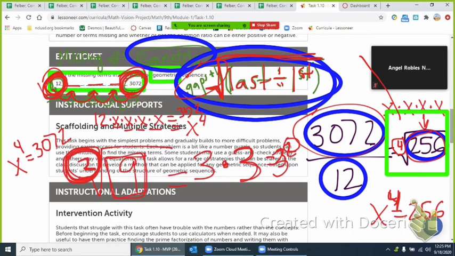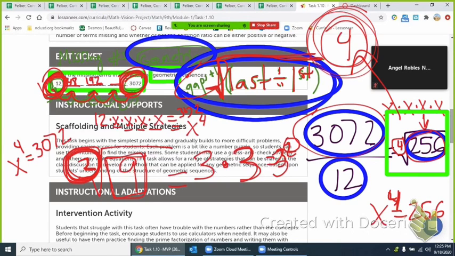That's what we have to multiply every time to get the next number. So 12 times 4 would be 48. 48 times 4 would be 192. And then 192 times 4 would be 768. And then if I do that times 4, hopefully I get 3072.